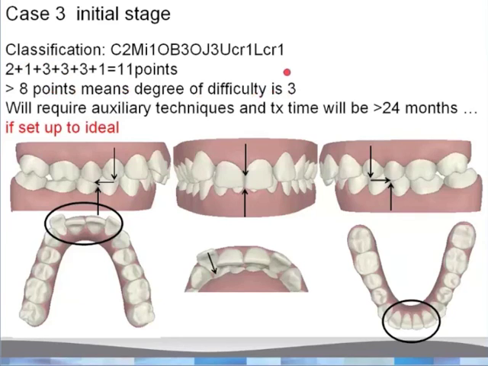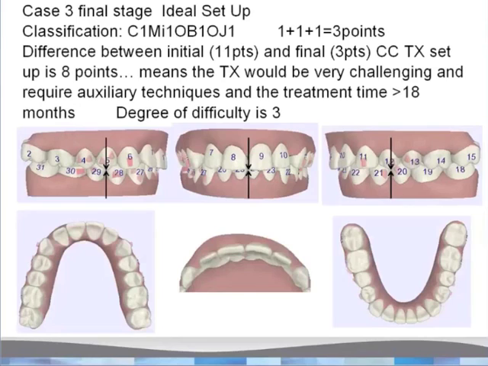If we want to put a classification to the 1, 2, and 3, we're starting to get, it can be difficult if we want to treat this case to ideal. And most certainly treatment time, auxiliary techniques, all kinds of different things need to be done in order to correct this posterior occlusion, because that's where most of the degree of difficulty is. Let's have a look and see what it would actually take, and you're going to be kind of surprised of what it would take to correct this to ideal.